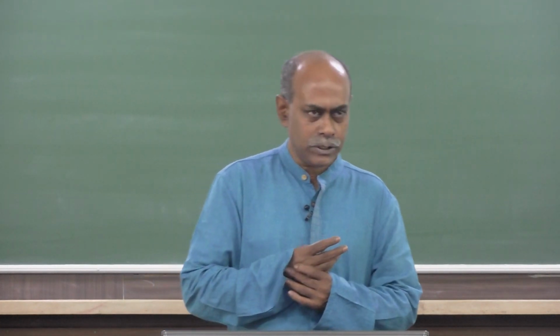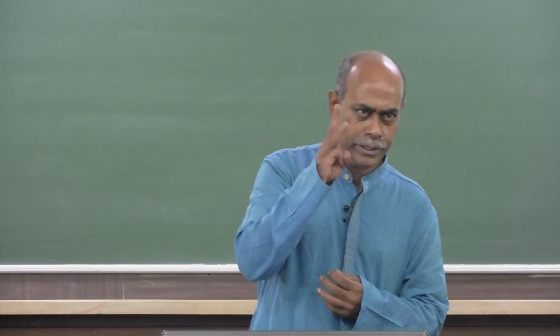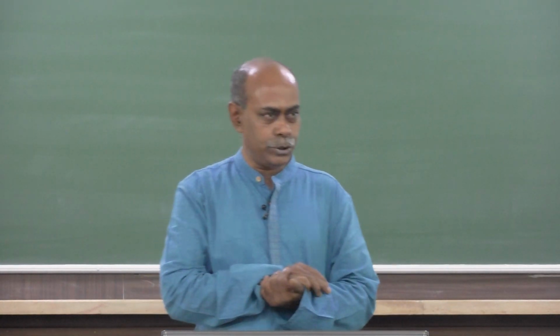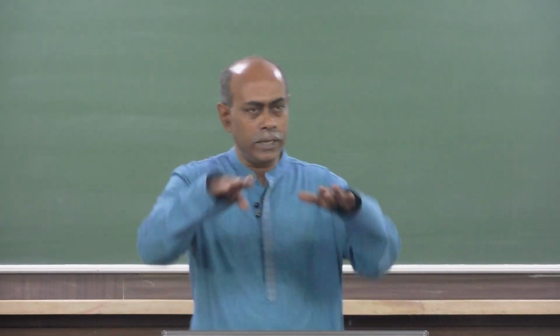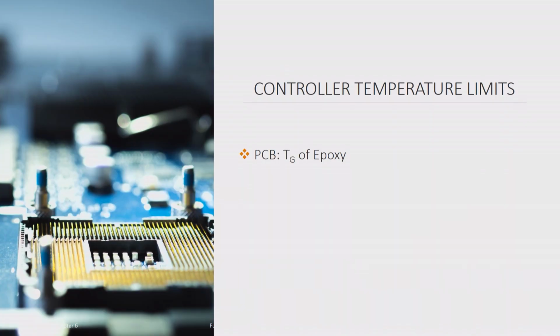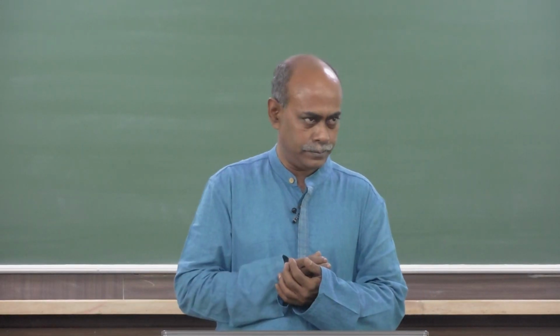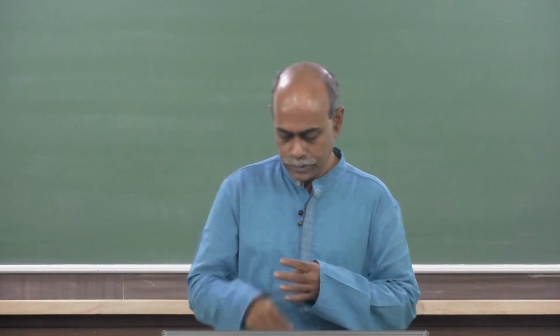So, first, I will tell you about the limits. There are three important limits that we should keep in mind. The first is that the epoxy, which is the green material of which the PCB is made, often glass reinforced epoxy, has a certain temperature limit which is called Tg, the glass transition temperature. You should not allow the temperature of the PCB to rise beyond that during operation.